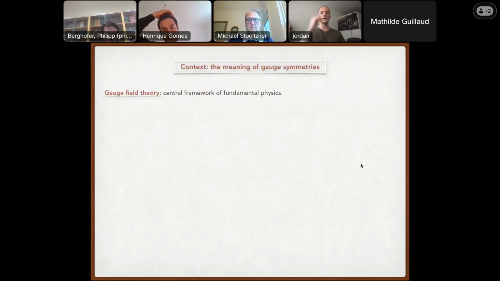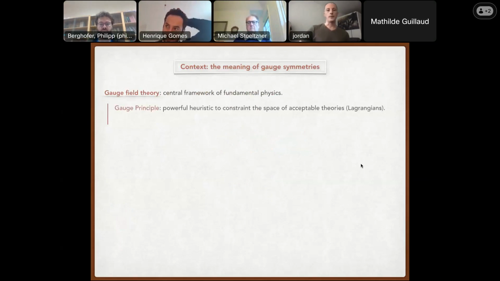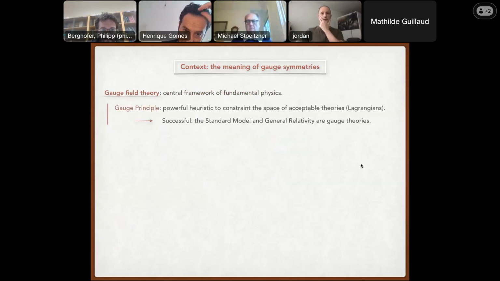So let's start from this. The gauge field theory framework is central to fundamental physics, as many of you already know. It is driven by the gauge principle, which is a powerful heuristic to constrain the space of acceptable theories. And indeed, both general relativity and the standard model are gauge theories. So there seems to be something to that gauge stuff that we need to understand better.